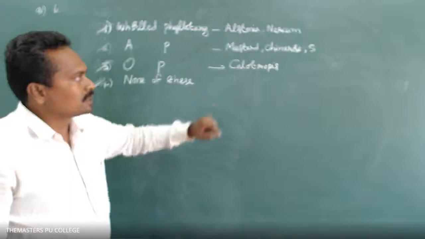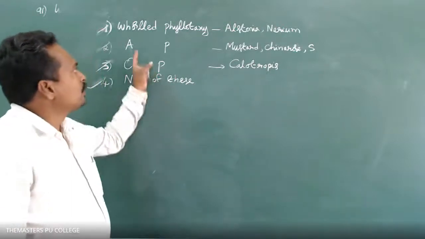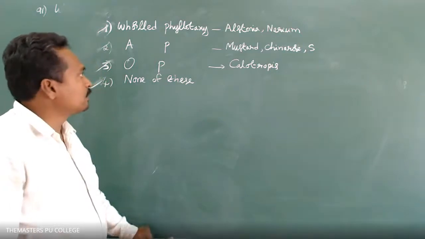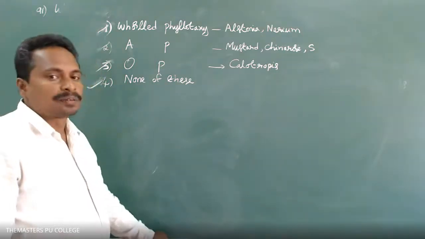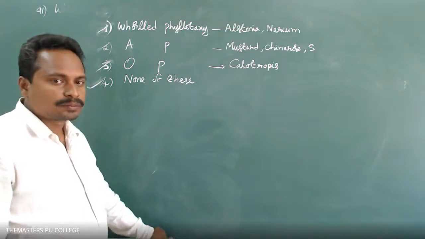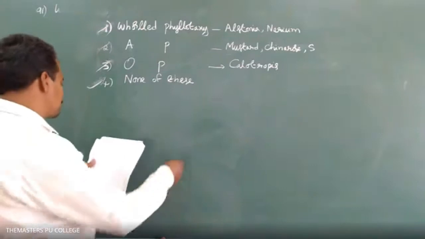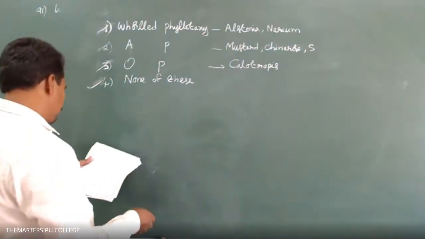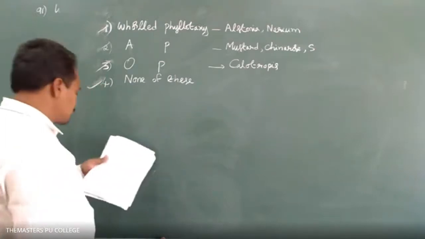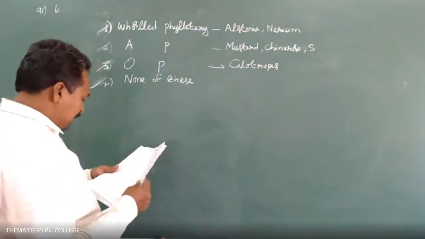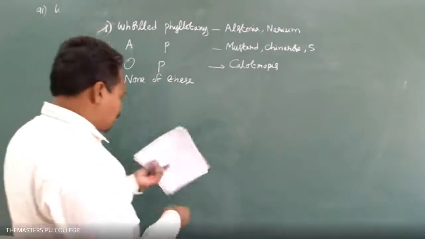What about in mustard, China rose and sunflower? Alternating manner, alternate phyllotaxy or spiral phyllotaxy. In Calotropis, opposite phyllotaxy. So none of these. Incorrect match. Fourth option is the correct answer. None of these. Right.